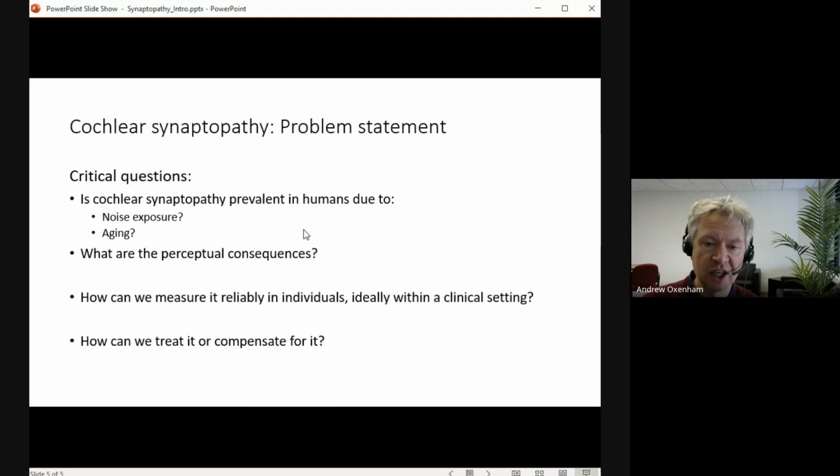So the critical questions I hope we'll address today, first of all, are: is cochlear synaptopathy prevalent in humans? Is it due mostly to noise exposure or aging, or a combination of both? What are the perceptual consequences in terms of everyday communication? In terms of diagnosis, how can we measure it reliably, ideally within a clinical setting? And perhaps importantly also, how can we treat it or compensate for it if we are able to diagnose and identify it? So that's the basic setup.